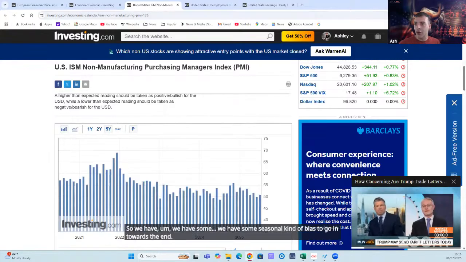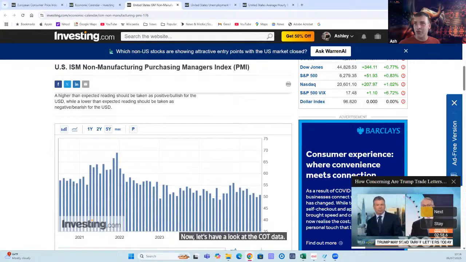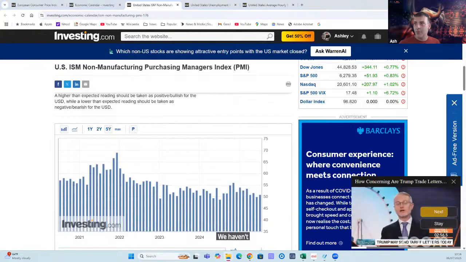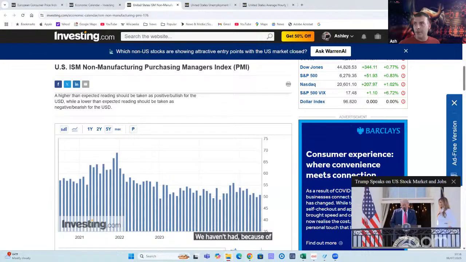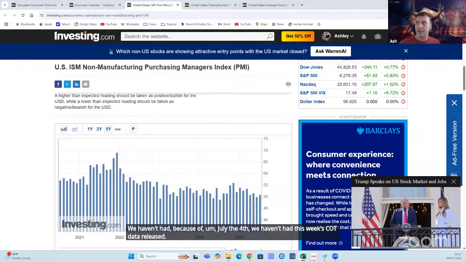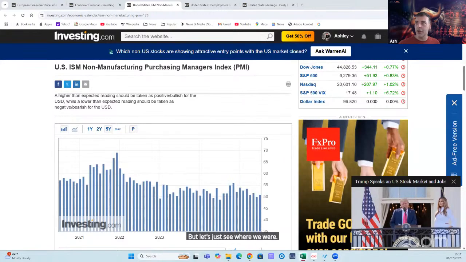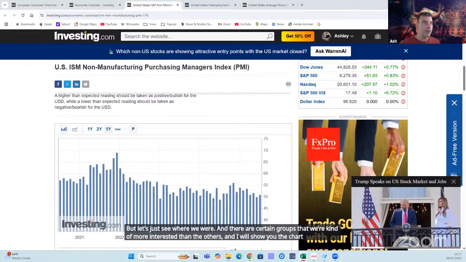Now let's have a look at the COT data. The COT data is tricky because, due to July the 4th, we haven't had this week's COT data released. But let's just see where we were. There are certain groups that we're more interested in than the others, and I will show you the charts.